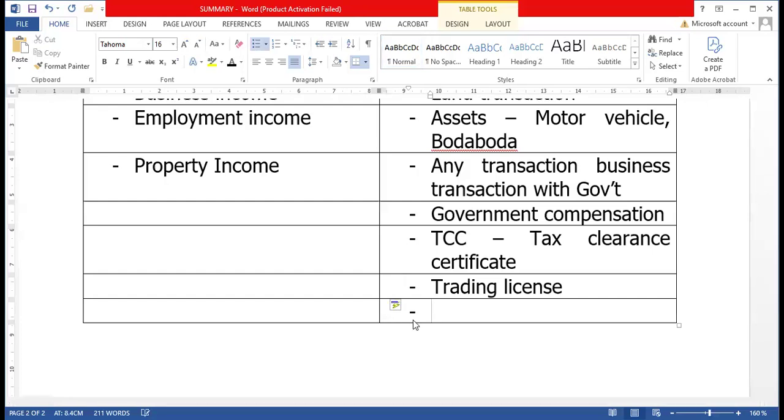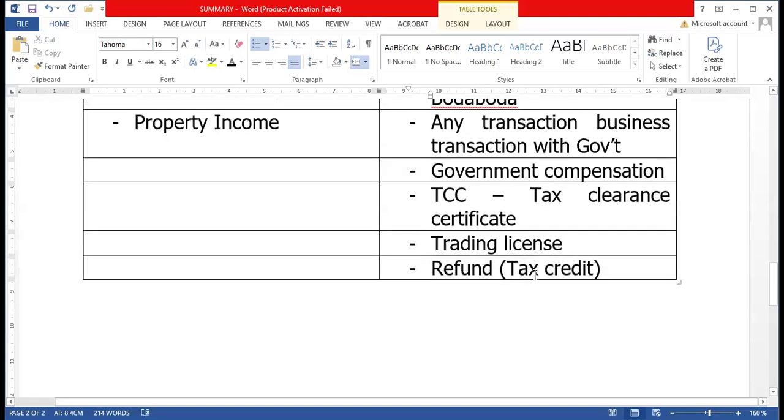It could be about a refund. You want to claim a refund. That is like a compensation. It could be a refund or a tax credit. You want to claim any tax credit. Obviously, for you to claim, you need a TIN.